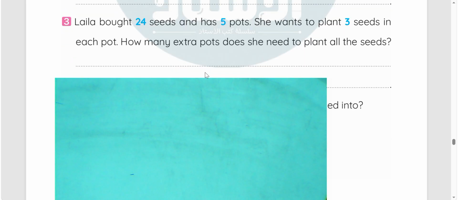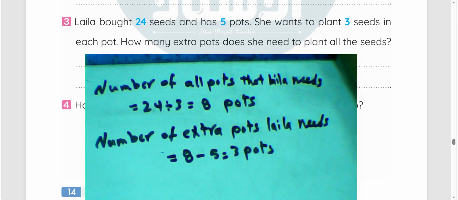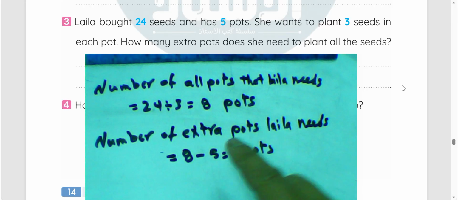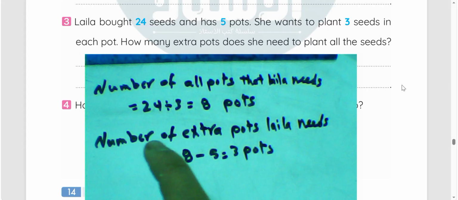Next example. Layla has 24 seeds and has 5 pots. She wants to plant 3 seeds in each pot. How many extra pots does she need to plant all the seeds? Follow the steps with me here. First step, we find the number of all pots that Layla needs. 24 divided by 3 equals 8 pots. Then she needs 8 pots, but she has only 5. Then 8 minus 5 equals 3.